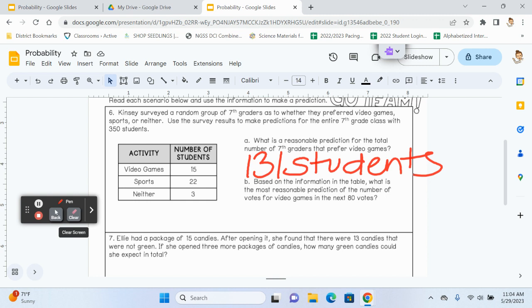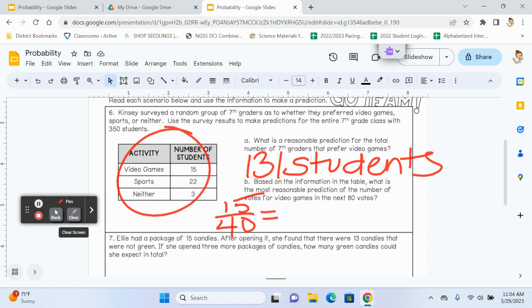Next part. Based on the information in the table, what is the most reasonable prediction of the number of votes for video games in the next 80 votes? Okay, so remember, 15 out of 40. Oh, I hear Gunner barking. 15 out of 40 in this small sample preferred video games.